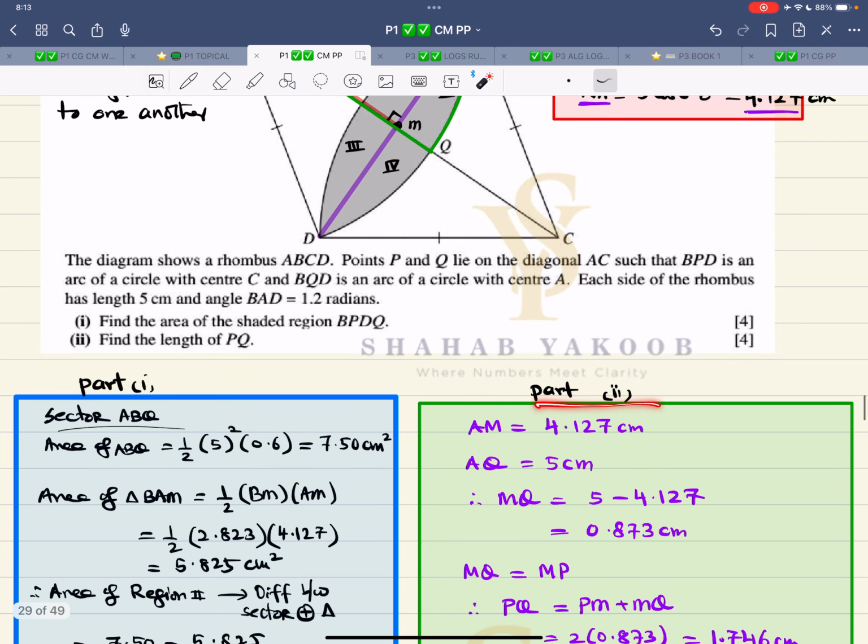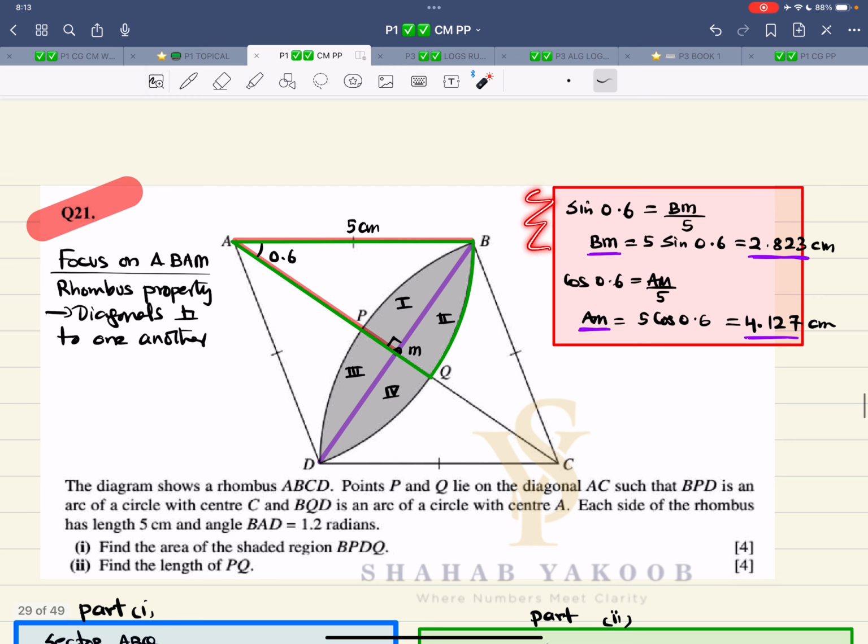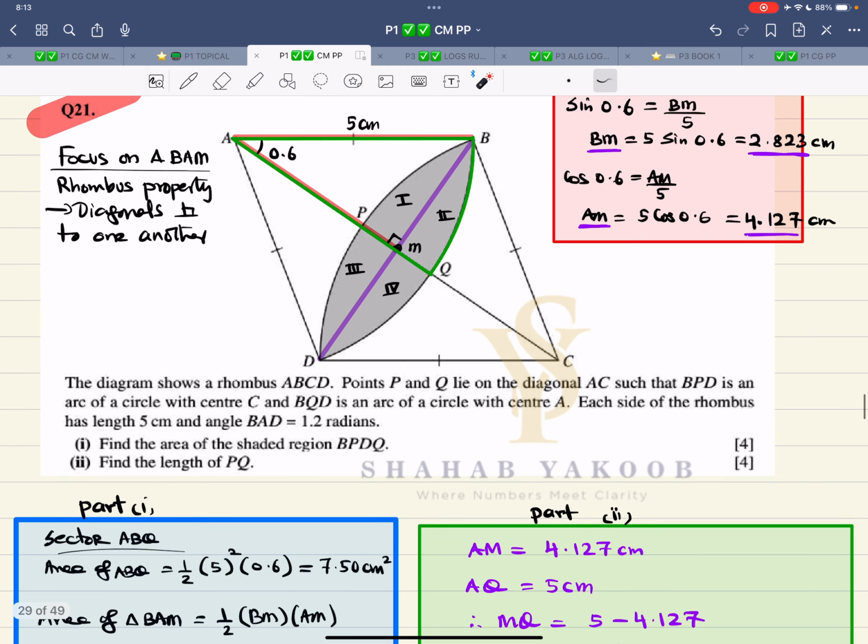Now part 2 was very nice. It's for 4 marks, but you have already done the working over here. Now we know that AQ, that is the radius, and AM is already calculated over here. That means the difference between the radius and this thing is MQ. MQ is the same thing as MP. Therefore, PQ is this plus this.